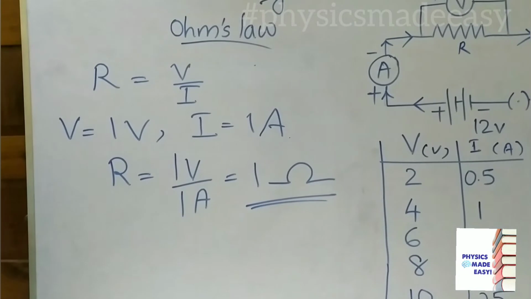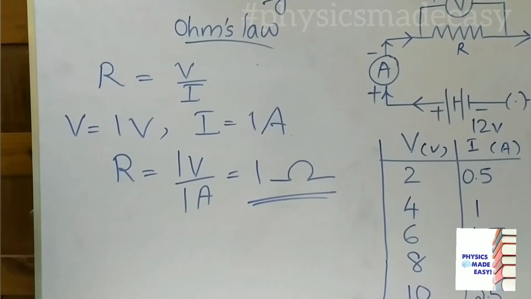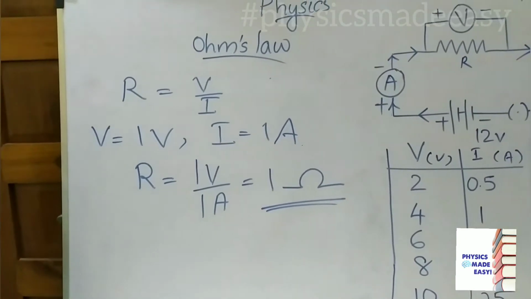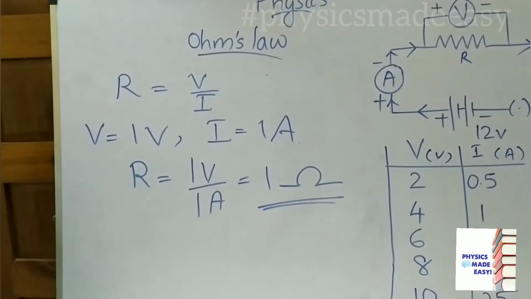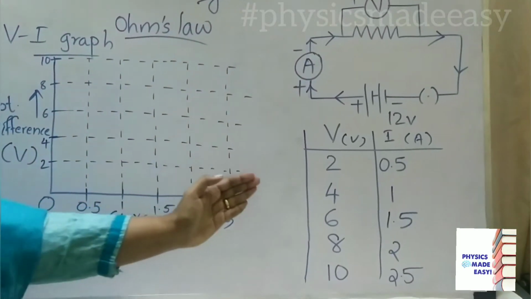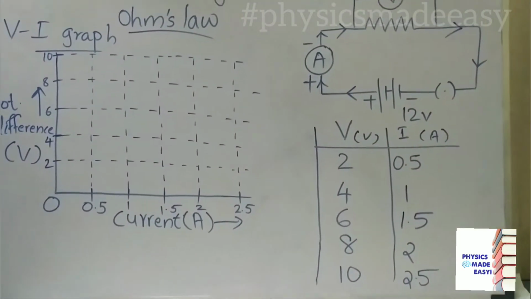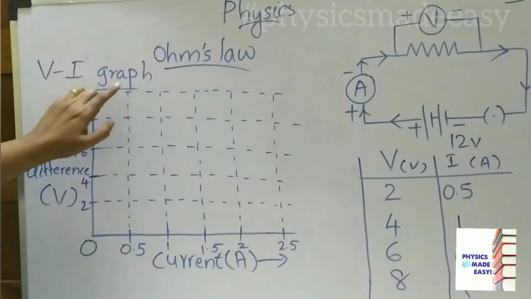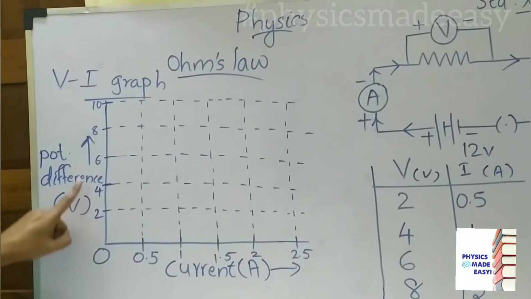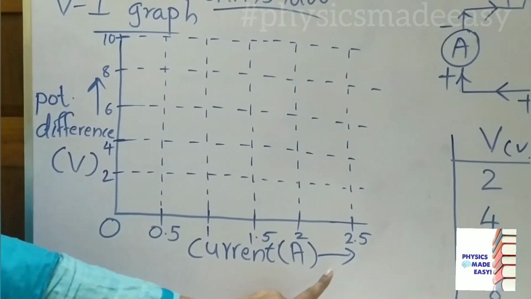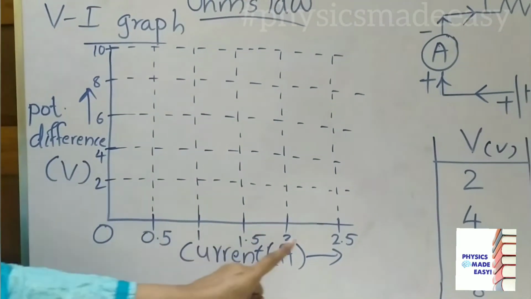So children, for a conductor, resistance will be very less, and if the resistance is more, we can call that as an insulator or poor conductor. Based on these values, let us draw a VI graph. Here you know VI graph means potential difference is plotted along y-axis and current is plotted along x-axis. You can see the values here.